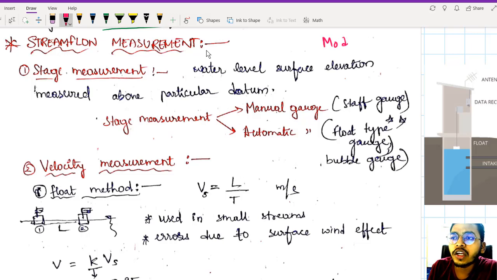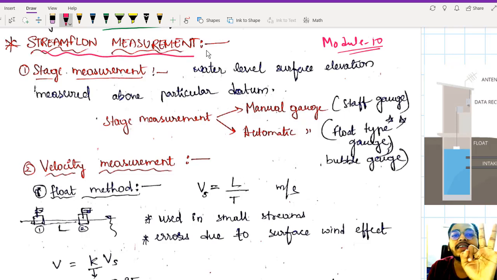This will be your module number 10, a very simple module. काफी simple topic है, stream flow measurement. We measured three things in this chapter. The first thing is stage. Stage यानी the depth of water in your stream.